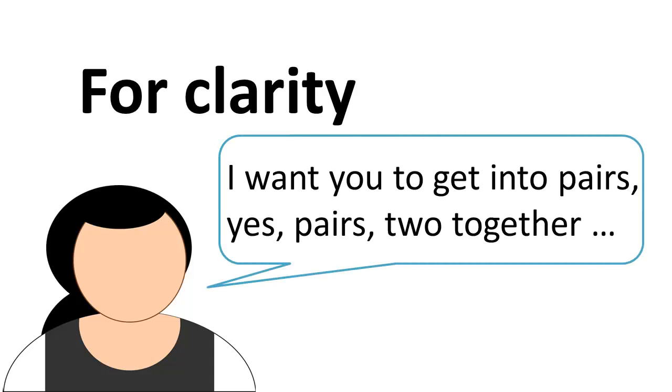Sometimes this might be for clarity. The teacher might repeat what the teacher has said to clarify things, to ensure that learners have understood things. Here's an example. I want you to get into pairs. Yes, pairs, two together. And maybe you gesture and show them what you mean. So in this case, you could argue that's Teacher Echo, the teacher echoing themselves, but there's a really good reason for it. Learners don't speak the language very well and you want to ensure that they have understood. Fair enough.